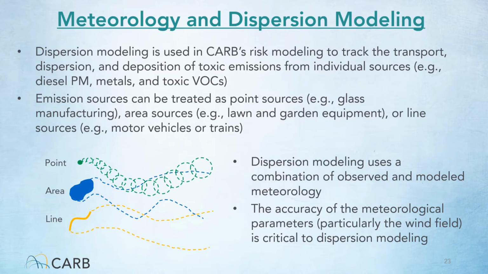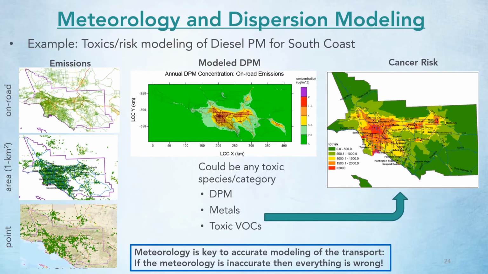Dispersion modeling uses a combination of observed and modeled meteorology. The accuracy of the meteorological parameters, particularly the wind field, is critical to dispersion modeling. In our regulatory air quality modeling for ozone and PM, our modeling domain is typically the entire state of California, although we can still focus on smaller domains with higher spatial resolutions. For dispersion modeling of toxic chemicals, we typically focus on smaller domains.